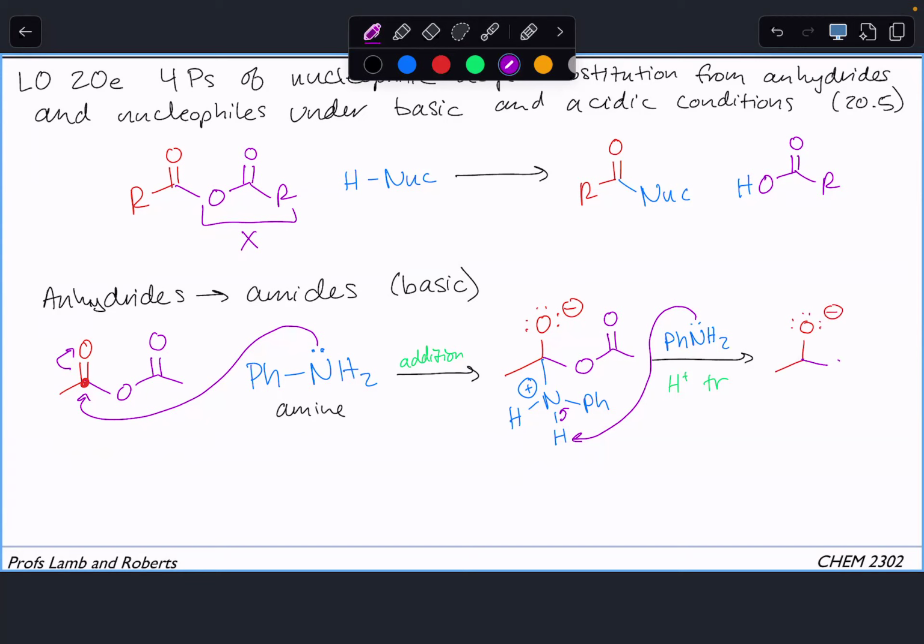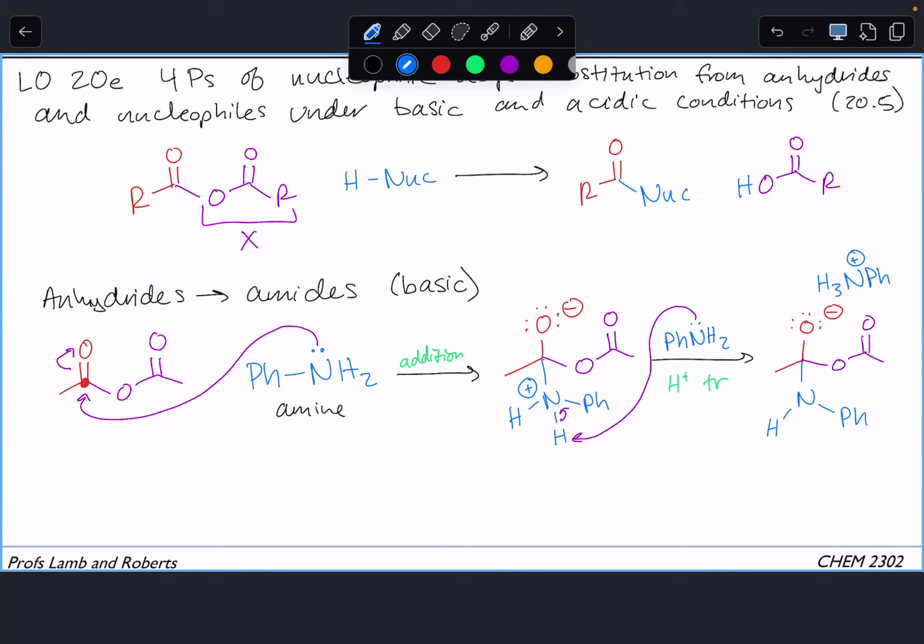We still have our X group attached. Again, don't get confused that it's a weird looking X group. It's just an X group. And now our counter ion is this ammonium, so positively charged nitrogen. Okay. So we did our addition, we did our proton transfer.